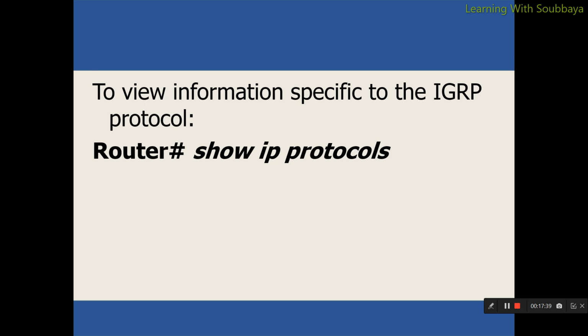Whatever we configured in the RIP protocol, we configure the same here also. Clear? But one thing here: Cisco Packet Tracer does not support the IGRP protocol. It won't be available. We are using Cisco Packet Tracer, in which we have two model series routers, and these router models do not support the IGRP protocol. Okay. Thank you.